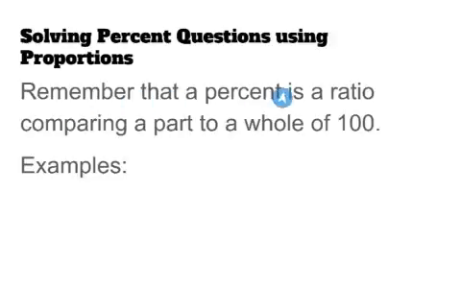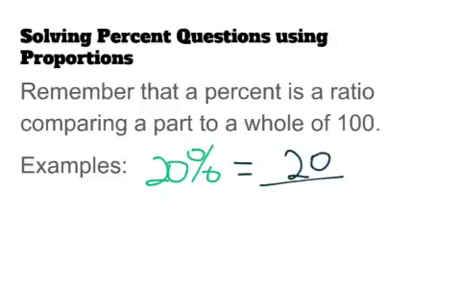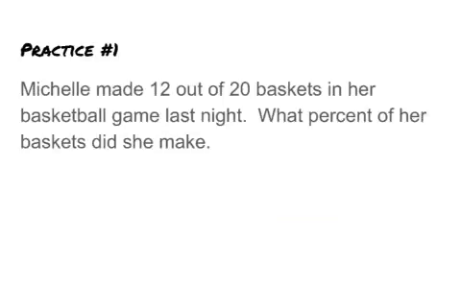Let's be sure to remember that a percent is a ratio, but it's very specific in that it compares a part to a whole of 100. Just as a reminder, an example, 20% is a ratio comparing 20 as the part out of 100. 20 out of 100 is the fraction or the ratio that we would use when setting up a proportion. Okay, let's look at a practice problem.